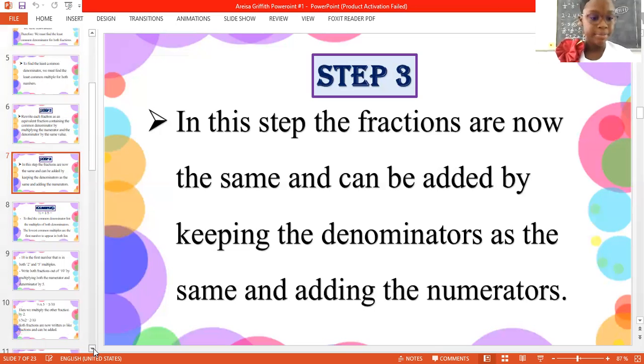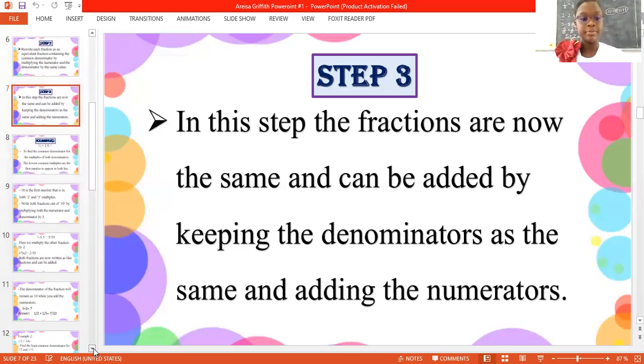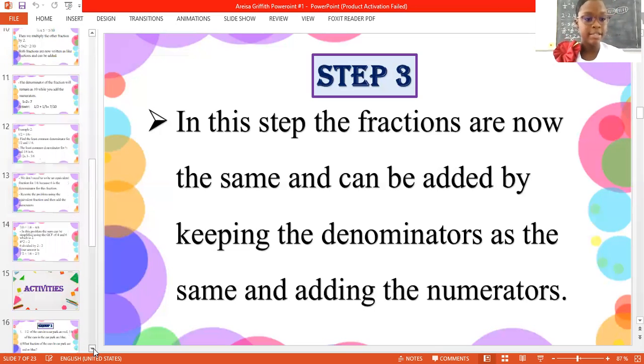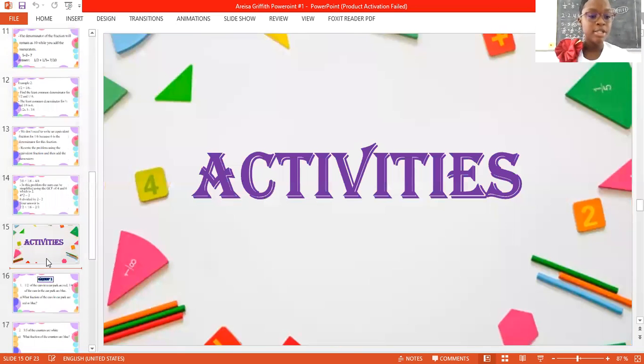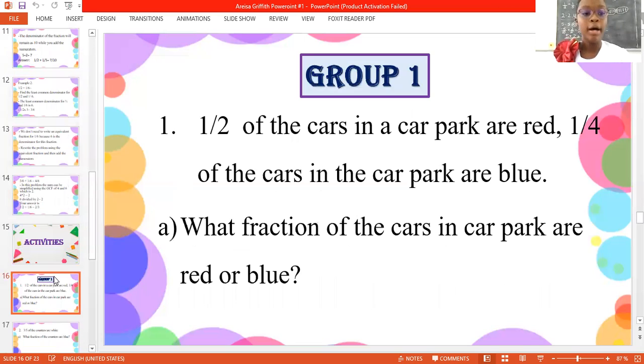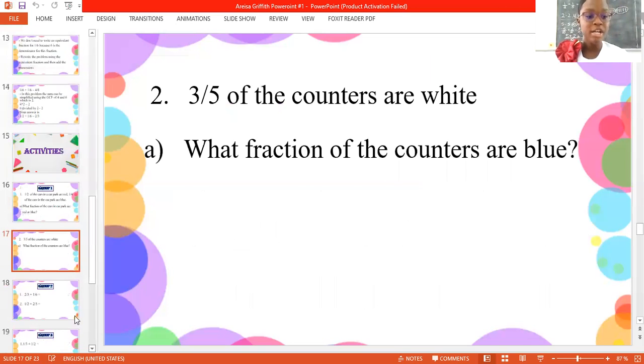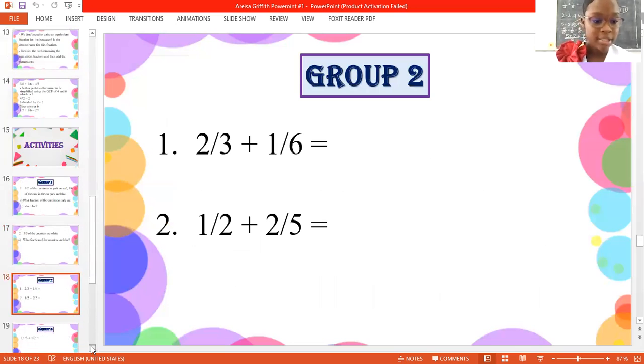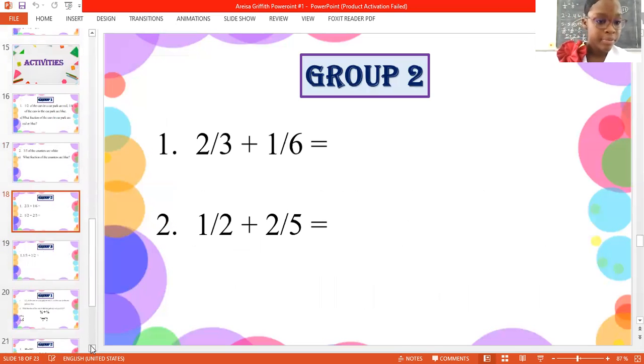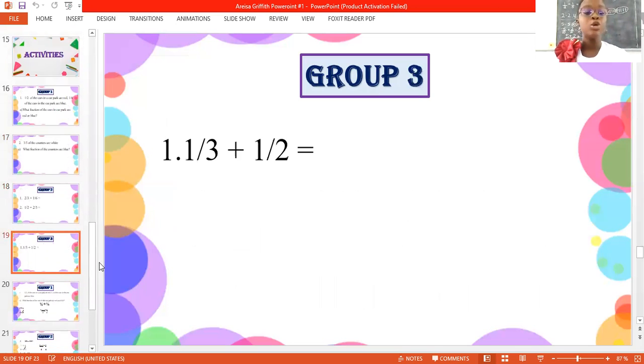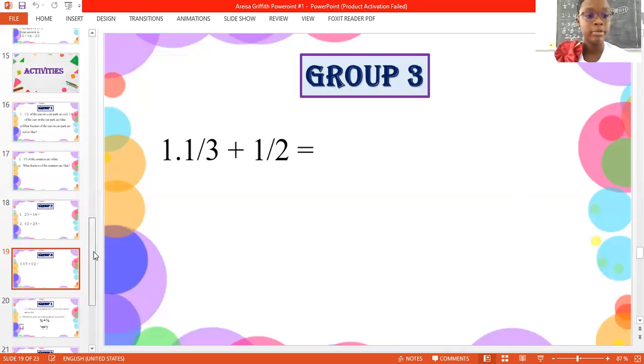Nothing hard. We're going to go into our activity. So I have group activities here. Group 1, this is your task. You have how many questions? You have 2 questions to answer. Group 2, you also have 2 questions to answer. And group 3, you have 1 question to answer, 1 sum, right?